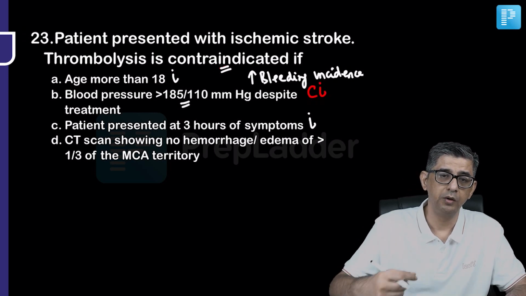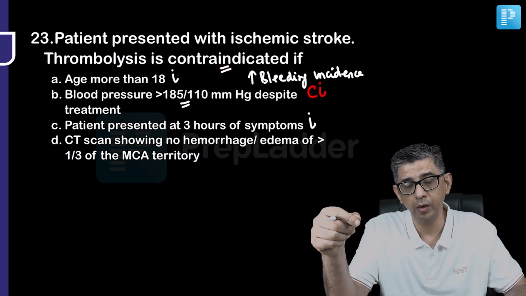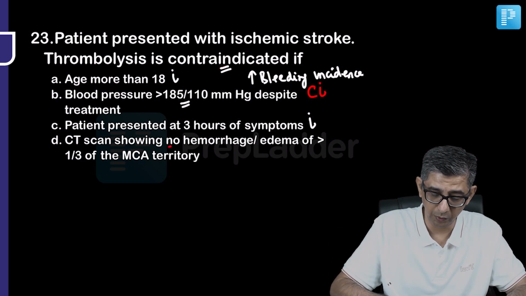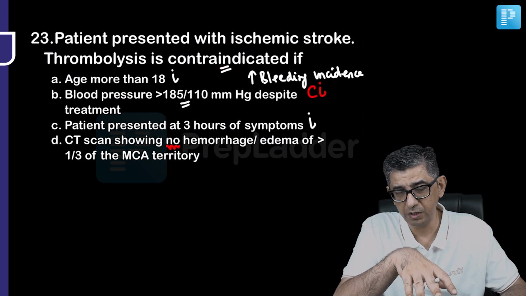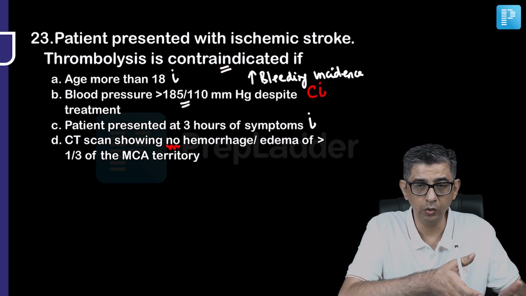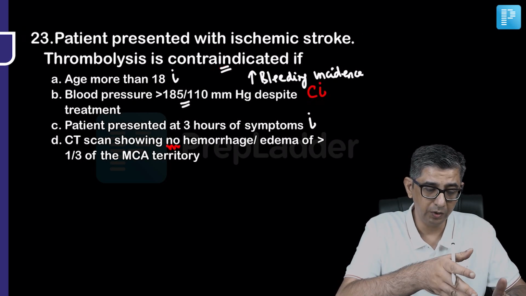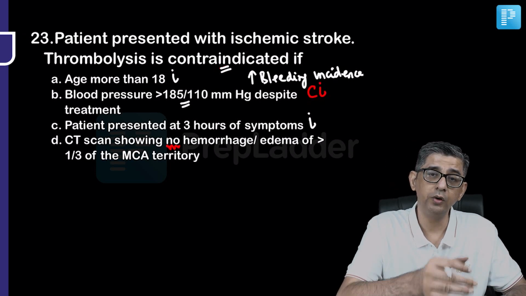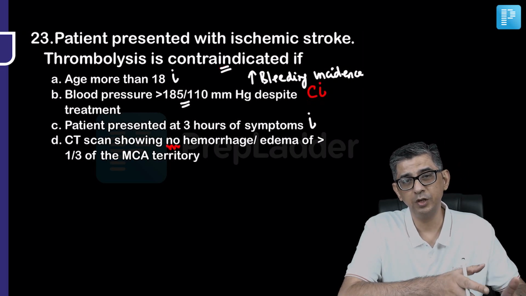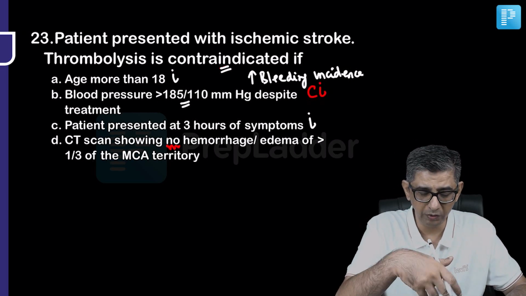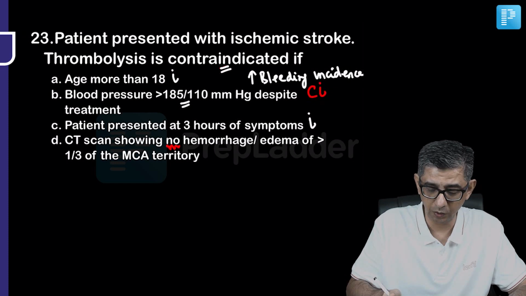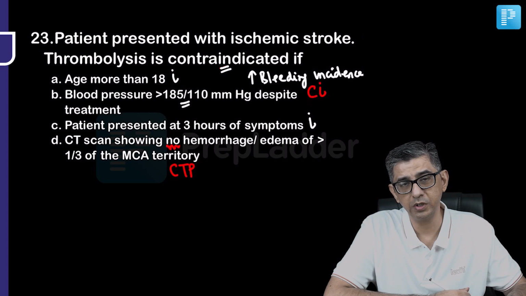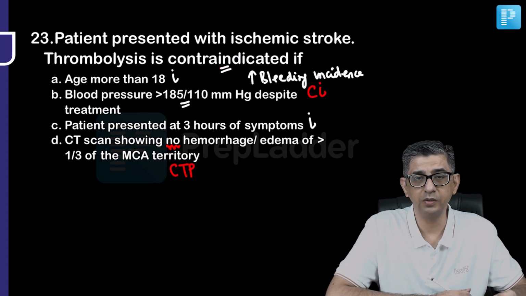Let's read up D. He says CT scan showing no hemorrhage or edema greater than 1/3 of the MCA territory. The point is the word no is important in this particular case. If a patient has even a normal CT scan, there's no hemorrhage, there is no edema. The edema component might take some time to appear, but even if it comes, you need to understand it should be less than 1/3 of the MCA territory. And how do we know whether it's more than or less than 1/3 of the MCA territory? So we can do the CTP, that's a CT perfusion study, and we can measure the size of the infarct.